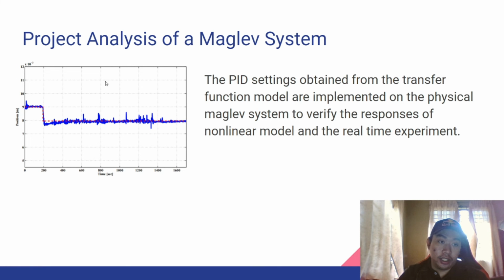As the final result for this signal, the PID settings obtained from the transfer function model are implemented on the physical MAGLEV system to verify the response of the nonlinear model and the real-time experiment. This response shows in the other figure that even though initially there are oscillations in the response, the system attains stability eventually.